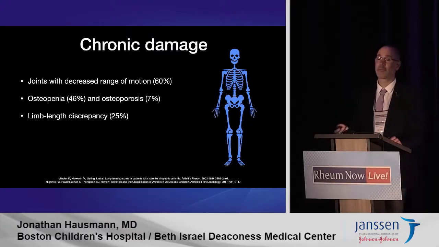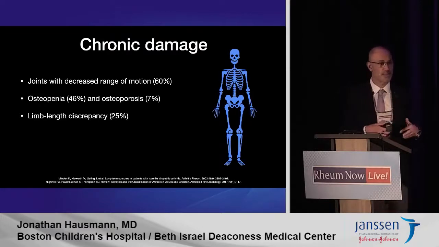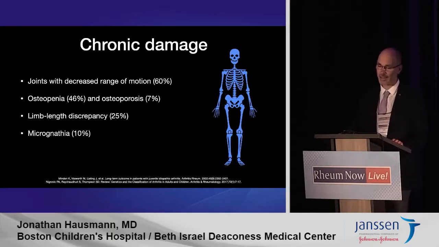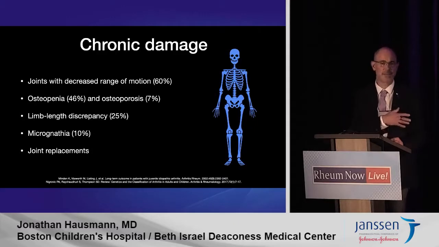Limb length discrepancy. This is what happens when arthritis afflicts a joint that is growing. If it affects the knee, for instance, it can get longer. If it affects the jaw, it cannot grow as well. Micrognathia can be a problem. Many of these patients, especially before the biologic era, were candidates for joint replacement by the time that they became young adults. Fortunately, that's happening less and less because we're doing a better job of treating them.